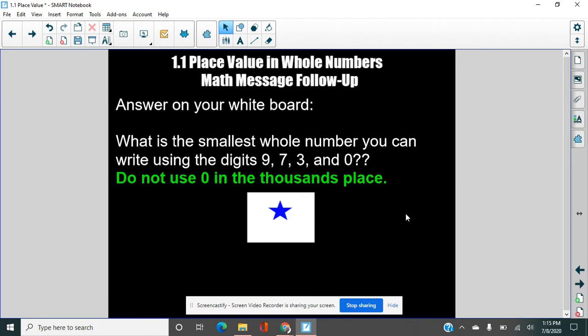So now we'll do a little problem solving here. So we just wrote the largest number possible. Let's write the smallest number. What is the smallest whole number you can write using the digits 9, 7, 3, and 0? Right? So you're going to make the smallest four-digit number that you can using those four digits. But here's a little thing to notice. Do not use a 0 in the thousands place, right? So don't start with a 0. So take a moment and try to solve that, write it down, and try to figure that out.